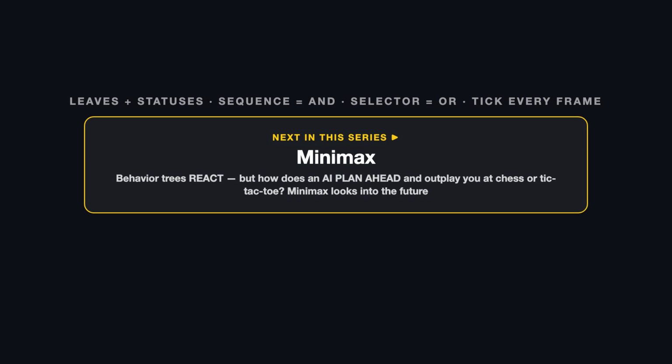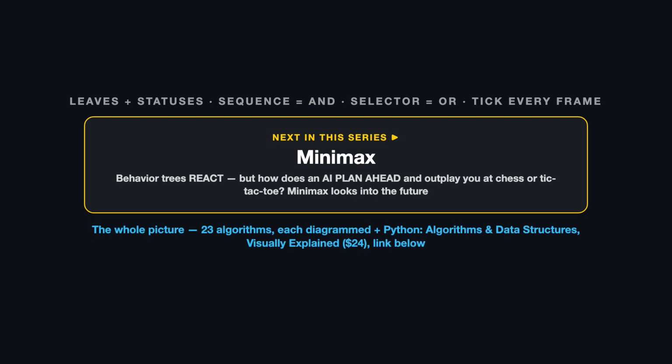Your AI can now find a path, and decide what to do with it. But a behavior tree only reacts to the world as it is right now. So how does an AI plan ahead, look into the future and outplay you at chess or tic-tac-toe? That is Minimax, the algorithm that searches moves before it makes one. It is the next video.